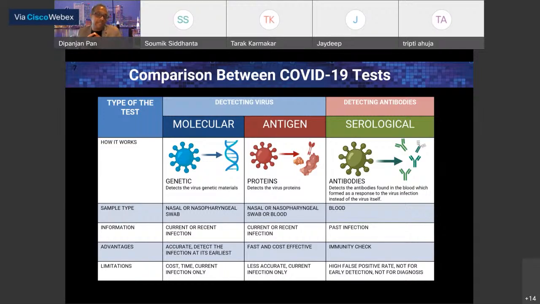We're not really interested in that, because this is good for immunity check. If the person is really developing a strong immunity, that is good. But we are interested in early detection, and for early detection, our best bet is molecular and antigen tests. That means either you go after the proteins that are present in the virus, or we go after the genetic material that is present in the virus, okay?